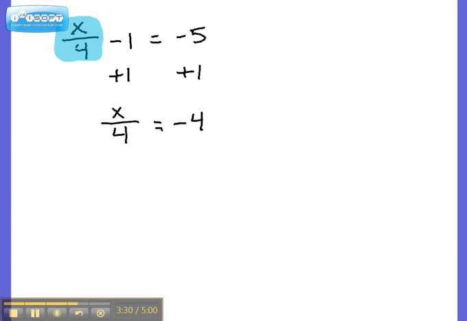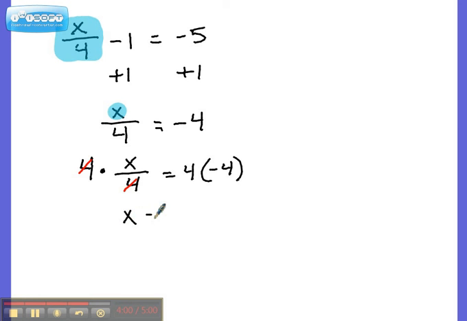So now I want to just try to get the variable by itself. And we're dividing the variable by 4, so we need to do the opposite operation. So I need to multiply both sides by 4. So, again, a 4 divided by 4 is just going to be 1, so these actually cancel each other out, and we're just left with 1x. On this side, a positive times a negative is going to be negative, so this is negative 16.